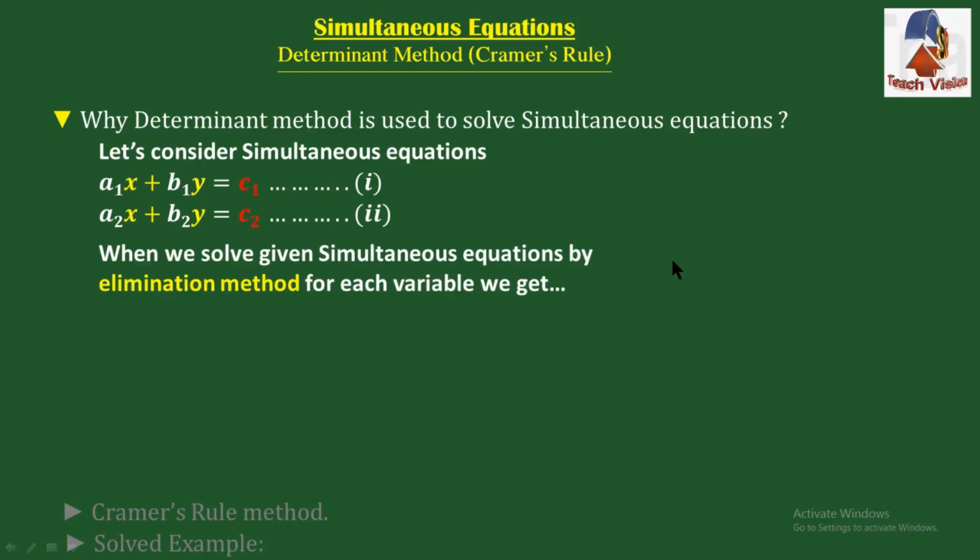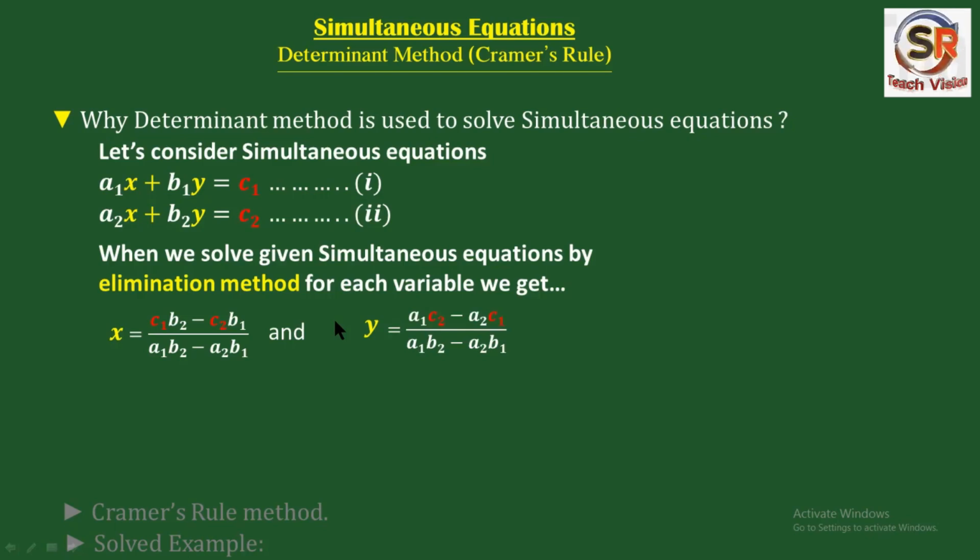When we solve given simultaneous equations by elimination method for each variable, we get the values of both variables. First one, x is equal to c1b2 minus c2b1 total divided by a1b2 minus a2b1, and the same y is equal to a1c2 minus a2c1 total divided by a1b2 minus a2b1.